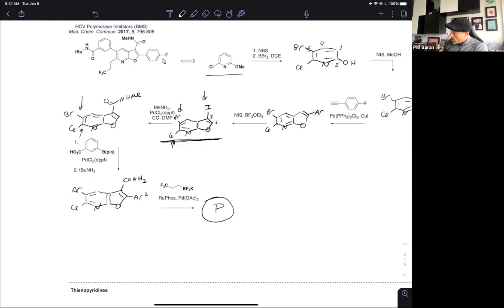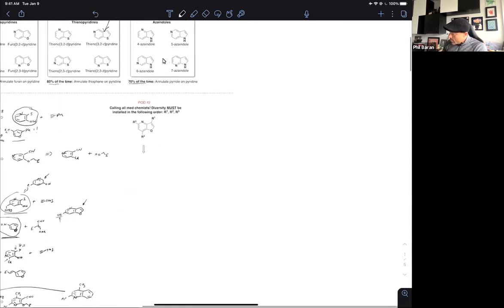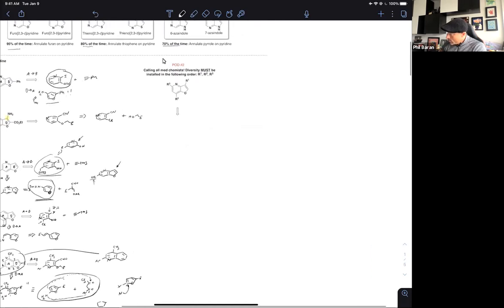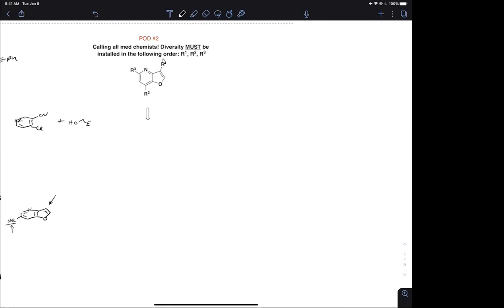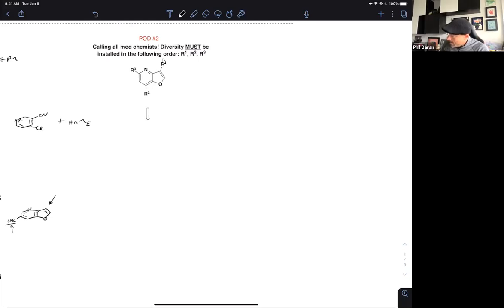So using the logic we just saw here, let's circle back to problem of the day number 2 that we skipped on purpose. Problem of the day number 2 asks you, based on what you have just seen, to opine on a good strategy to get us to diversity in the following order. We want to put R1 in first, then R2, and then R3. So we need a good strategy to think about how we might do that.